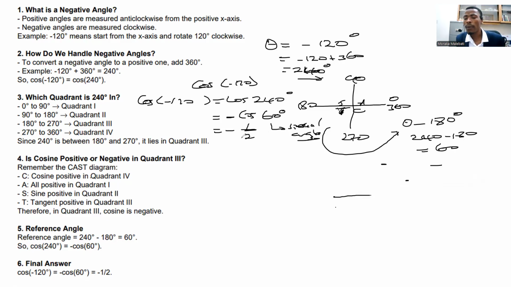So can you see that when you're having a negative angle, you can add 360 to make it positive, then follow the reduction steps that we just learned. I hope it makes sense.